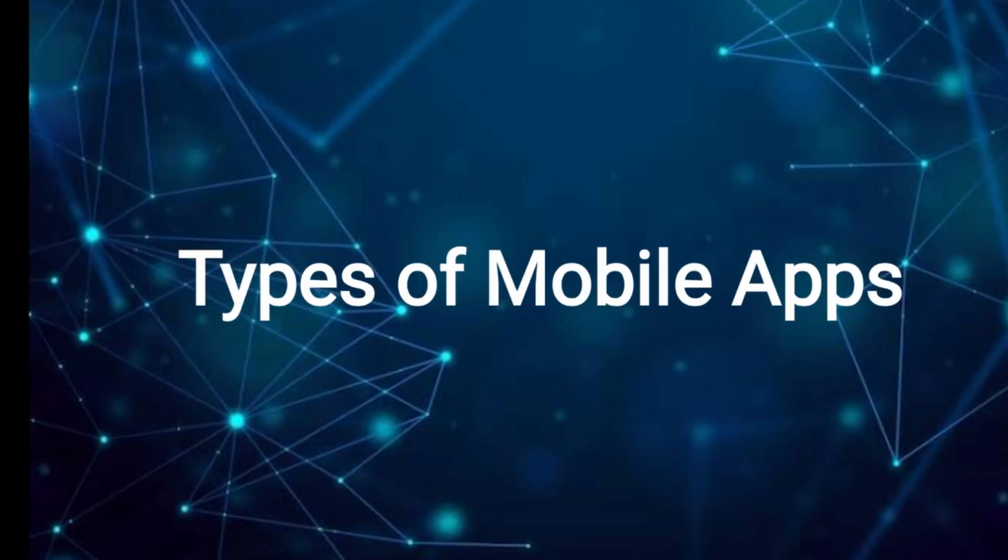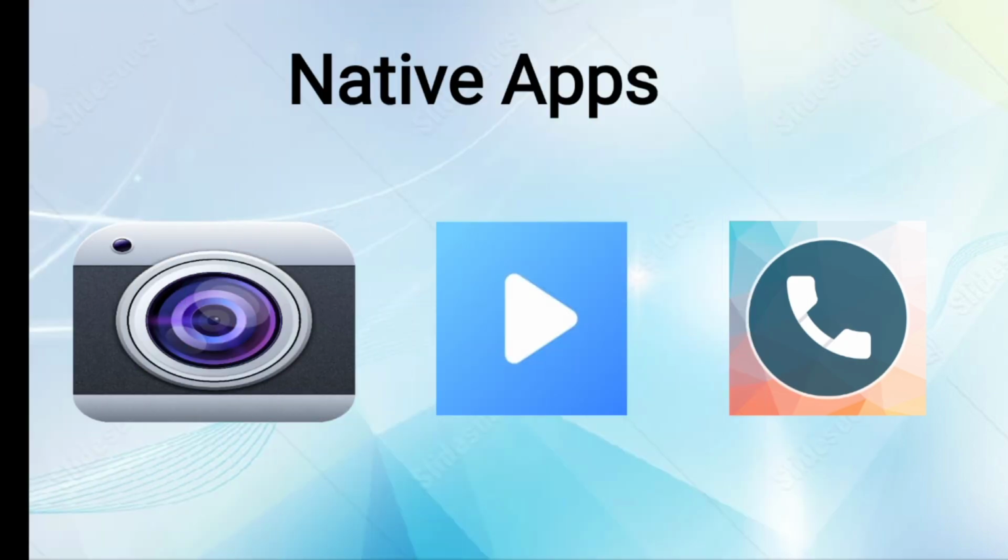Now, types of mobile apps. So there are thousands of apps available for use. Based on how they are built, all the applications fall under three categories: native apps, web apps, and hybrid apps. Okay, let's learn about native apps.